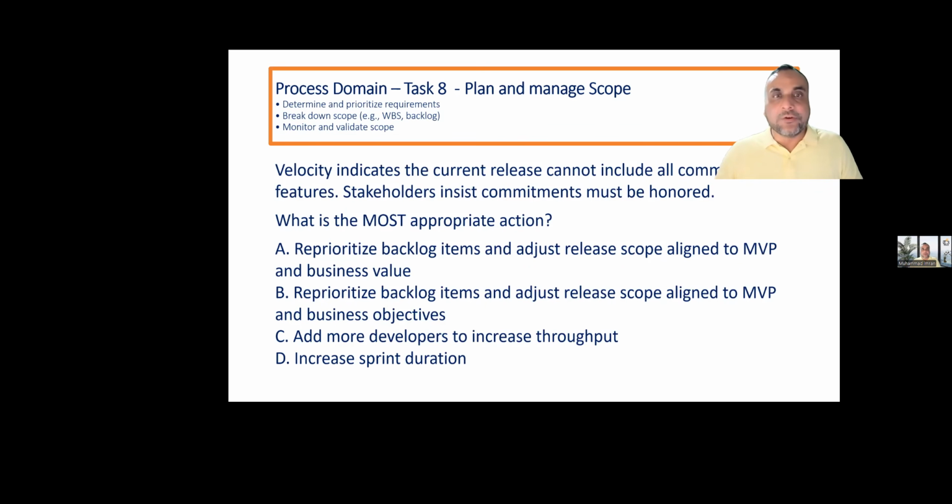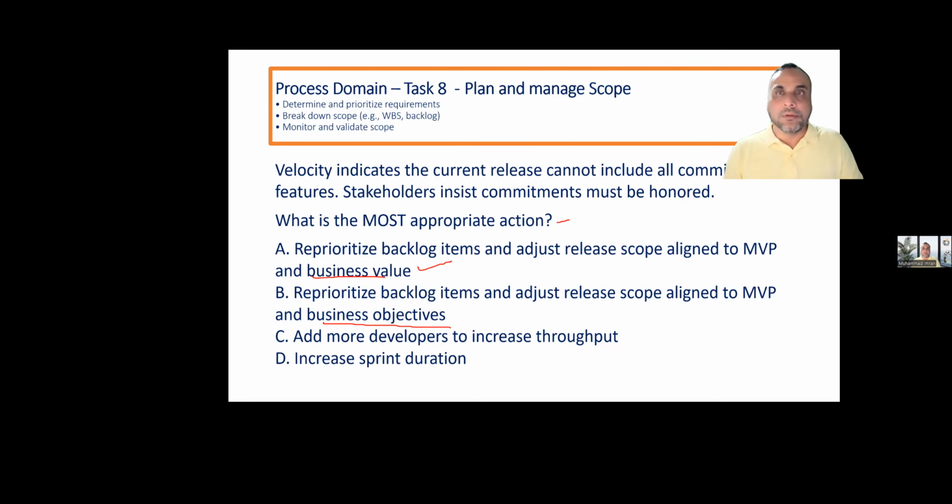Velocity indicates the current release cannot include all features. Stakeholders insist commitments must be honored. What is the most appropriate action? Reprioritize backlog items and adjust release scope aligned to MVP and business value. Reprioritize backlog items and adjust release scope aligned to MVP and business objectives. Add more developers. Increase sprint duration. So will you go for business value or business objective? Exactly. Business objectives is not our task.